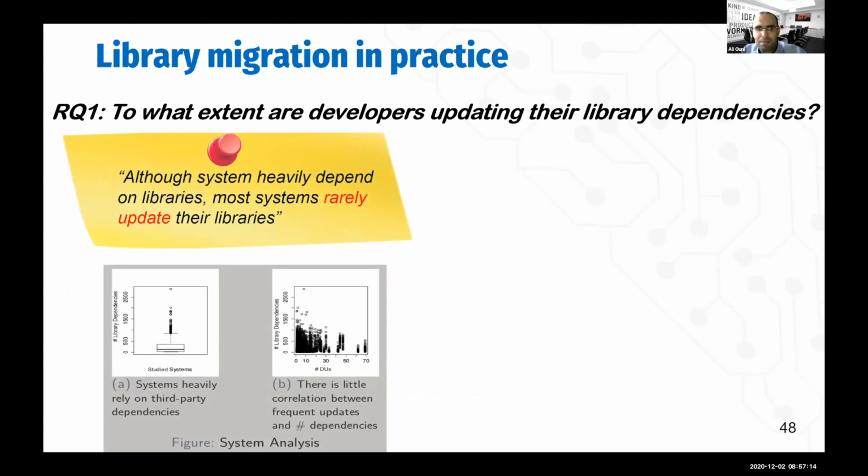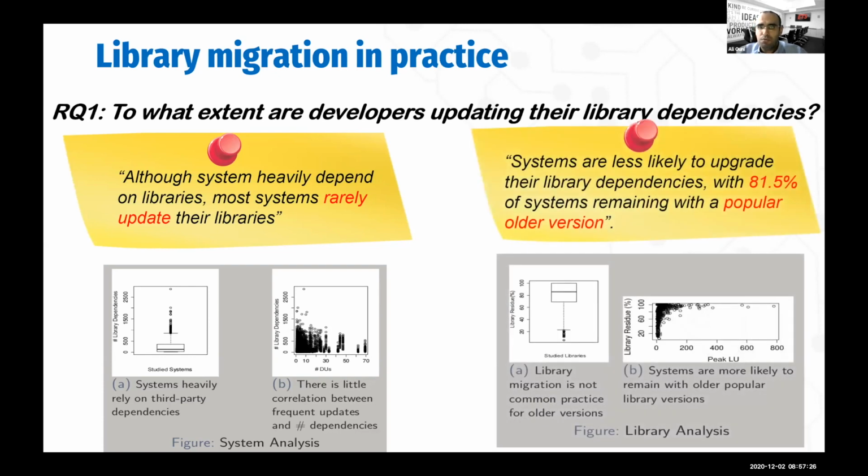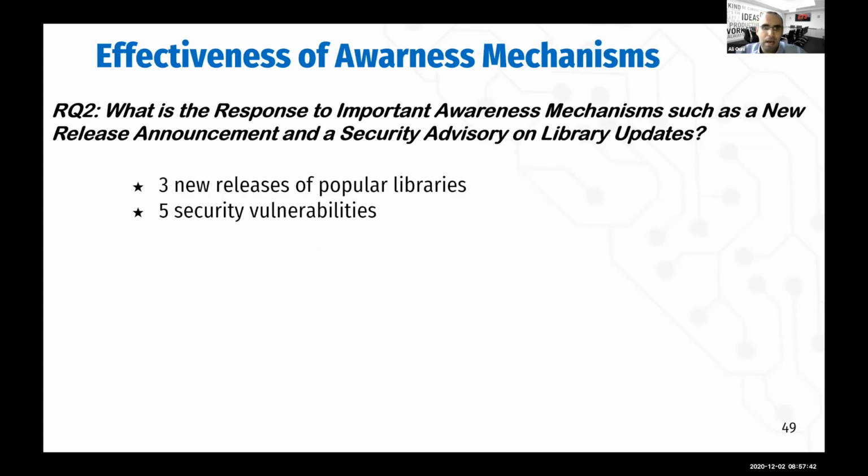And here what we found is that developers, while they heavily depend on libraries, most of the systems are rarely updated. They don't update libraries. And we found that systems are less likely to upgrade their library dependencies, with over 81% of systems remaining on popular but old libraries. They are not upgrading.